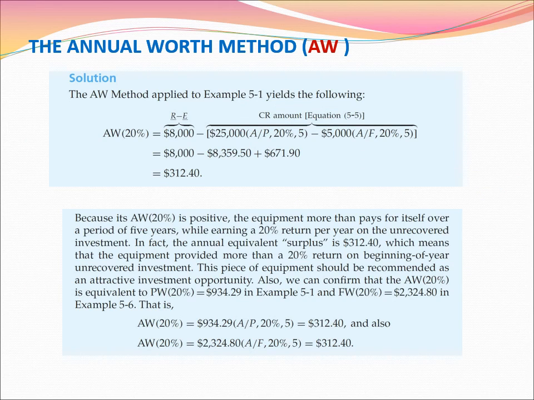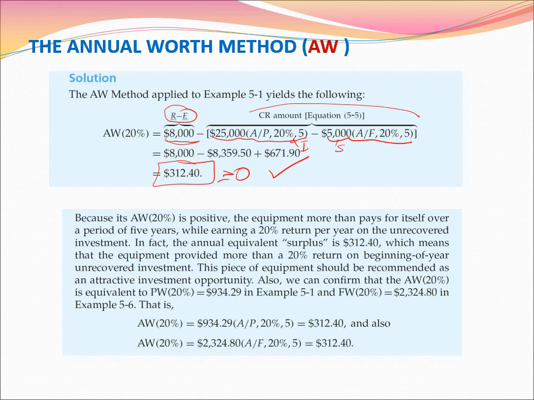So this is the calculation. This 8,000 is already revenue minus expense. It is the net profit. This part is the capital recovery. So 25,000 distributed to annual equivalent, 5,000 distributed to annual equivalent. So this is I and this is S. And from here we find the annual worth to be equal to $312. And what is our decision? Since this is greater than or equal to 0, we accept the project.